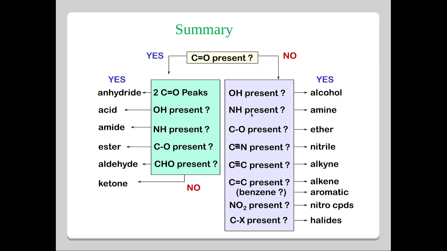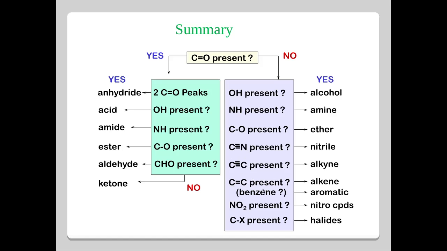If none of these are present, look for CO bands at around 1000 to 1200 cm⁻¹. If it's just a CO band without a carbonyl, it could be an ether. If this is not present, look for C≡N at around 2200 cm⁻¹, a very sharp band. Then it could be a nitrile. If that is absent, look for C≡C, at a slightly lower frequency compared to the C≡N. Then it could be an alkyne.